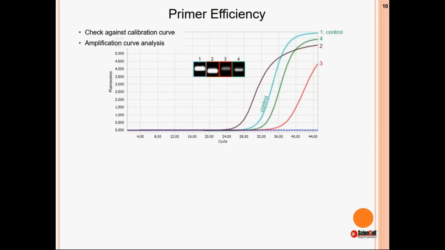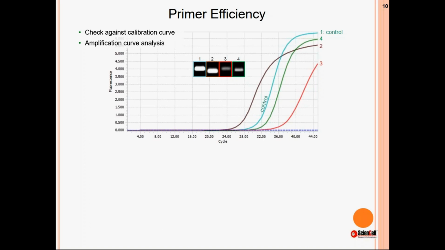Primer efficiency is sort of a catch-all term to refer to how well a primer pair functions in amplifying its target. Many factors contribute to primer efficiency, and we'll talk about some of those in a minute. But first, I'd like to address how you determine if your primers even are efficient, because many researchers don't even realize that they're using inefficient primers.